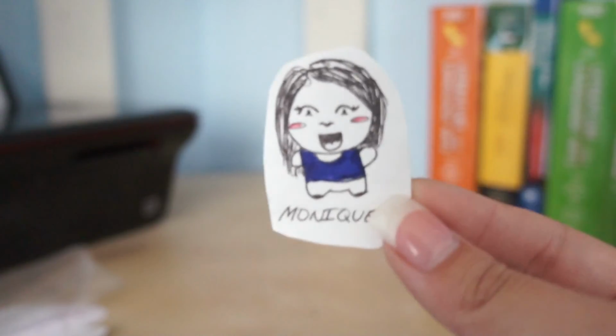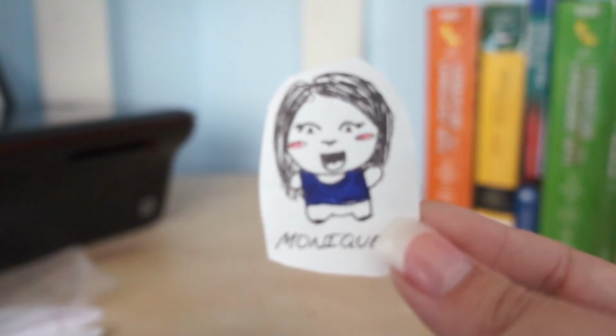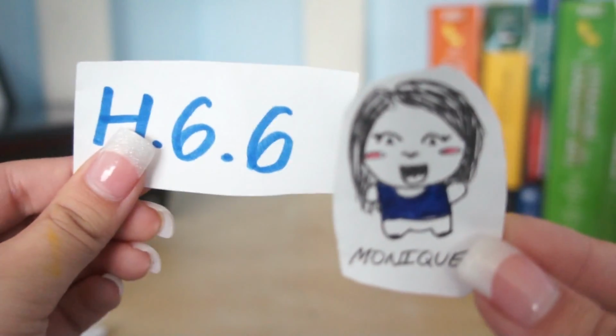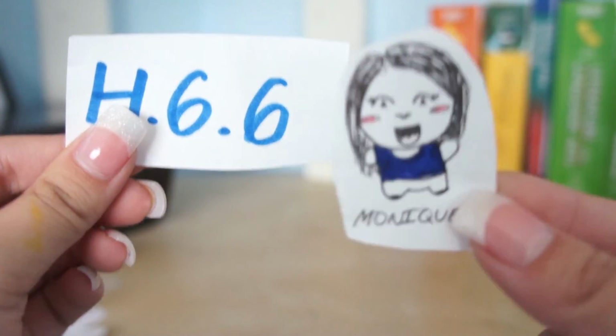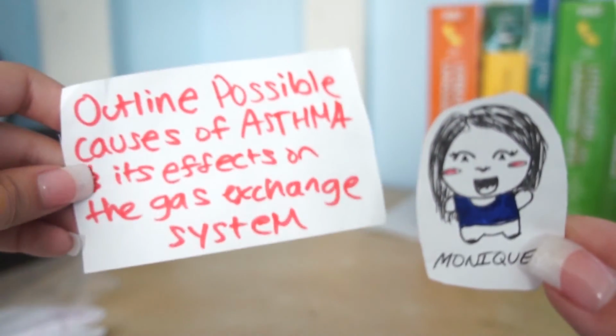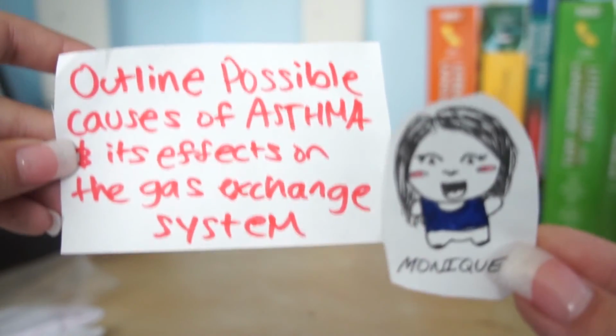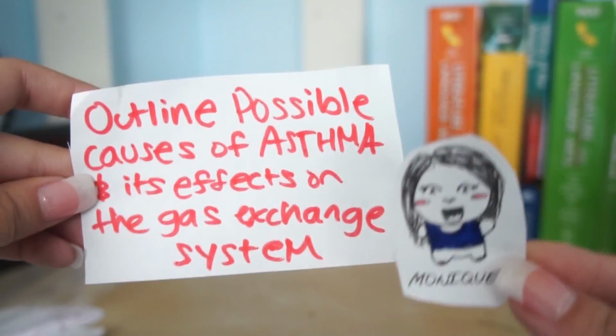Hello, my name's Monique, and today we shall be discussing Chapter H.6.6. In this chapter, we will outline possible causes of asthma and its effects on the gas exchange system.